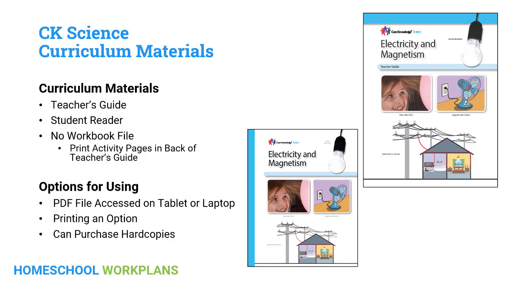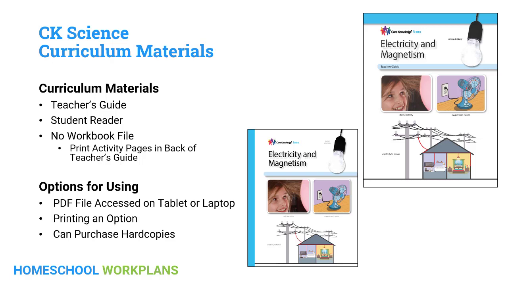One more option that is available if you really prefer hard copies: Core Knowledge does sell printed copies of both the teacher's guides and the student readers on their website, and they do this for both the history curriculum as well as the science curriculum. So if you want, you can go on there and order those items. You can even order the student readers by themselves. But again, you don't have to purchase anything to use this program.